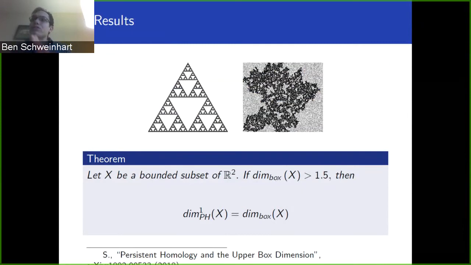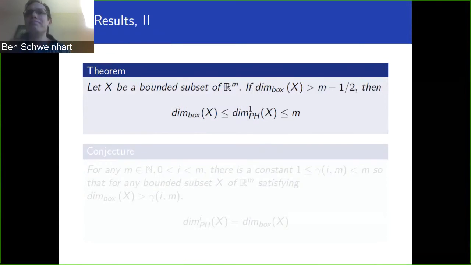So we also have some more restricted results in general cases. Proving these results turns out to be quite difficult because it raises related questions in extremal combinatorics, which are quite hard to get a handle on. I'll talk about those later. We have a more general result: if X is a bounded subset of R^m and the box dimension is greater than m minus 1/2, then the pH1 dimension is between the box dimension and the dimension of the ambient space.